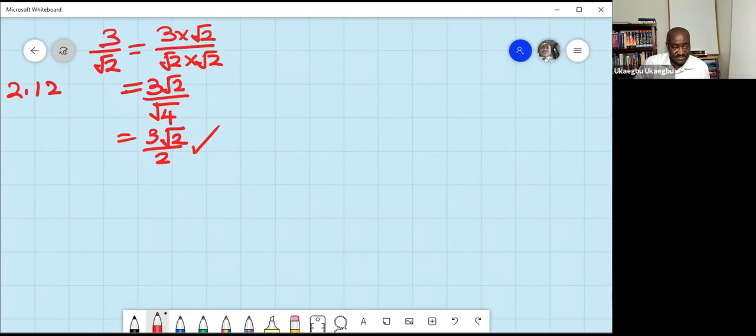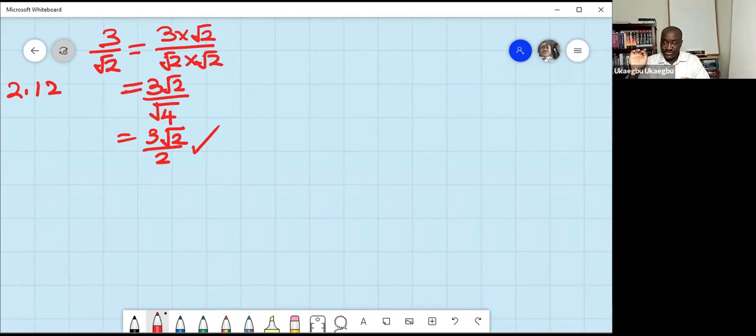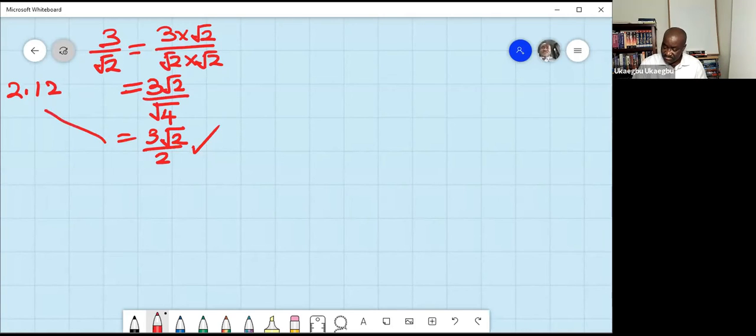Let's see the answer. You said 3 multiplied by square root of 2? Yes, and you hit enter and then divide by 2. So, 2.12, same thing, right? Same thing? Yes. Okay, thank you. You see, so we have accomplished that as well.